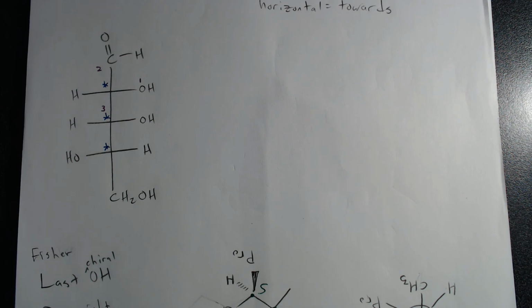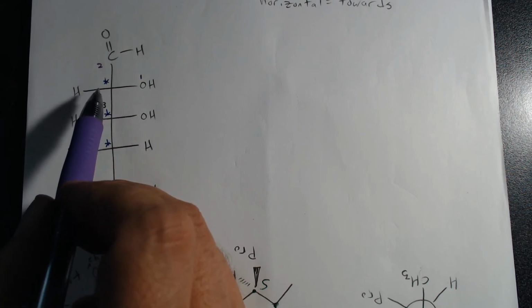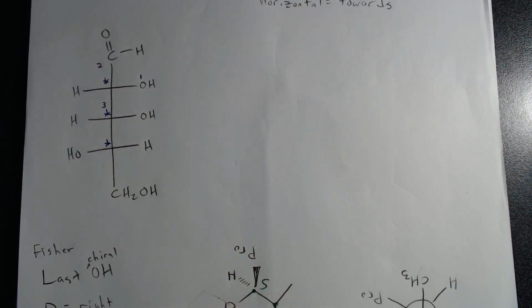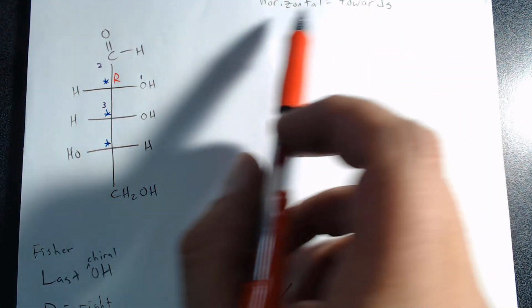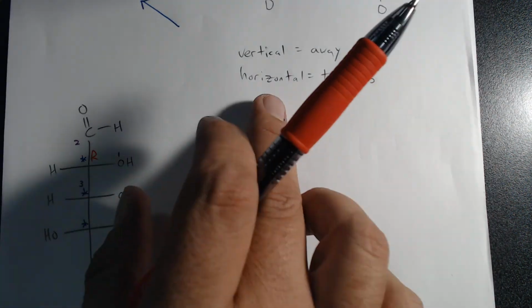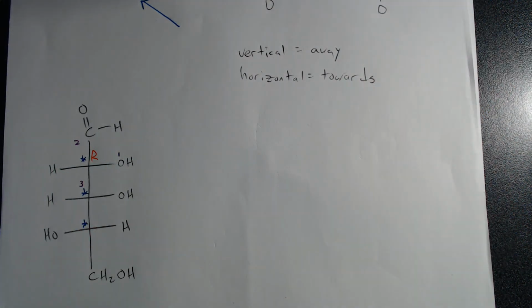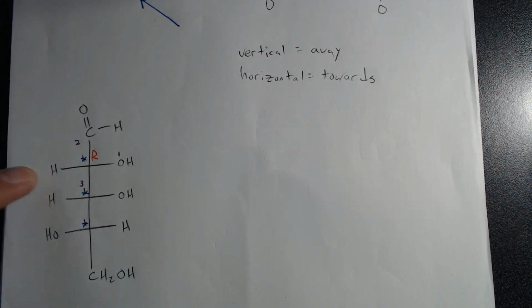Okay, so how is that going? Is it going clockwise or counterclockwise? Counterclockwise, but we're looking at the back because everything in the horizontals is towards you. So you give it the opposite designation. So counterclockwise, but we're looking at the back, so it's R. Yep, this is R. And that's the tricky part of Fischers, and right here I have the little comment that horizontal is towards you. So if the H's are towards you, then we give the opposite designation.